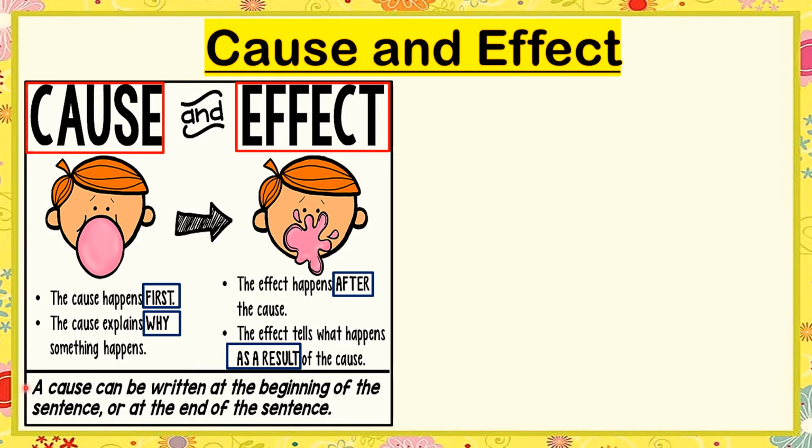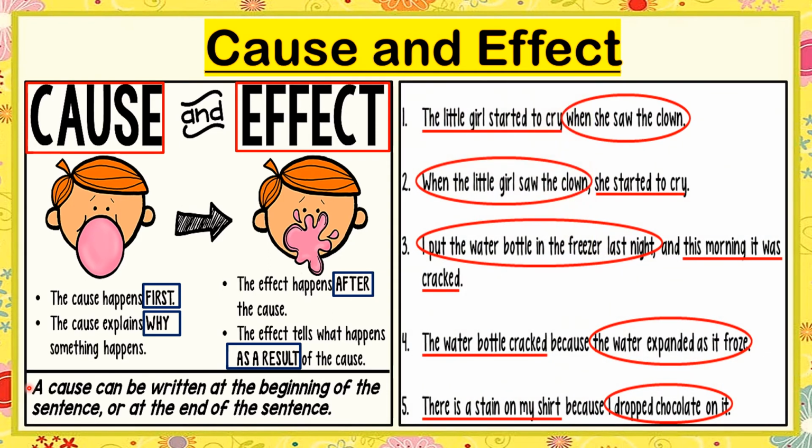The effect tells what happens as a result of the cause. But always remember that a cause can be written at the beginning of the sentence or at the end of the sentence. Let's see some examples. Number one, the little girl started to cry when she saw the clown. So what do you think is the first thing that happened? The little girl started to cry or when she saw the clown? So of course, the cause is when she saw the clown. The girl started to cry.